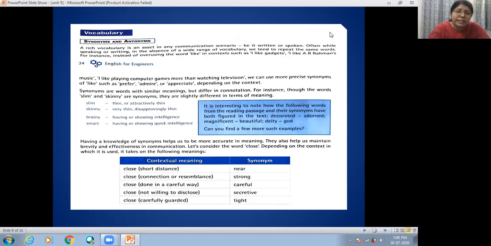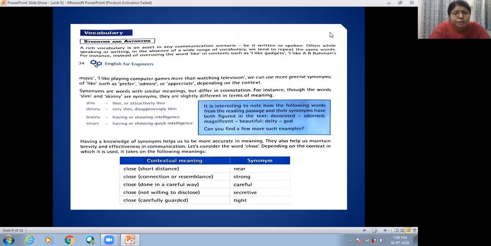Brainy, having or showing intelligence. Smart means having or showing quick intelligence. So this might be similar, but there is a slight difference in the connotation or the meaning how we are using it. Sometimes it has a positive meaning, sometimes it has a negative. So that is what we mean by connotation. So it is interesting to note how the following words from the reading passage and the synonyms have both figured in the text. Decorated, the synonym is adorned. Magnificent, beautiful. Deity, God. Now these are words from the text that we learned, that is Ancient Indian Architecture.